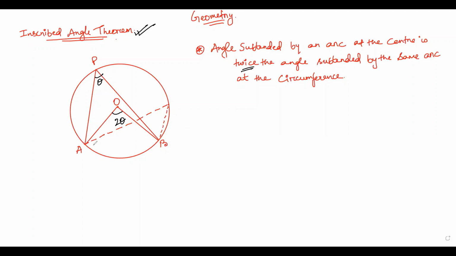In a similar way, if the arc AB forms an angle at a different point on the circumference, then this angle will also be theta. As this arc AB subtends an angle of 2 theta at the center, the angle formed by this arc AB at the circumference will be half of this angle. So this would be theta. So from this, we can say that angles formed by the same arc on the circumference would be congruent. That is, if the arc AB forms an angle theta at point P, then it will form the same angle theta at point Q or any other point on the circumference.